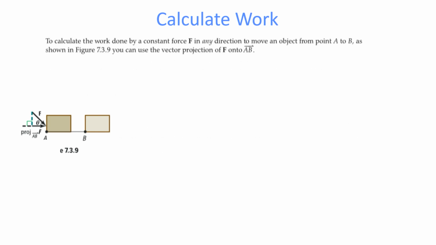We can also calculate something called work, which is the force in any direction moved on an object from point A to point B, as shown in figure 3.9. We can use the vector projection of F onto AB. Using this work formula on the left-hand side, we can work it through and we get the force times the vector AB.